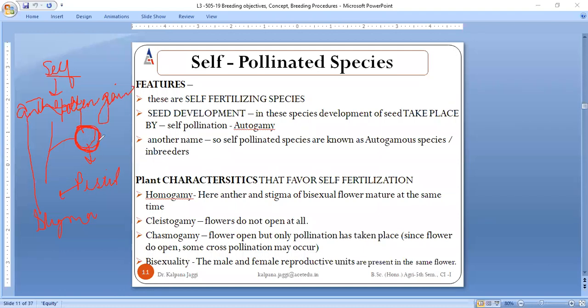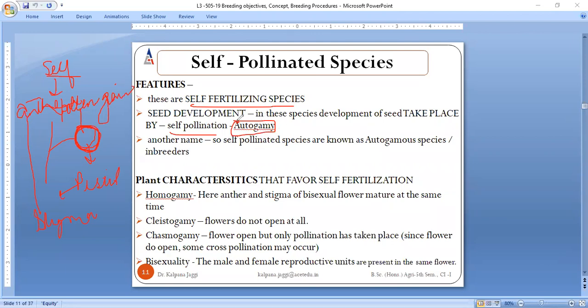That means now fertilization is taking place within the flower, right? When pollination is taking place within the flower, we call it a self-fertilizing species. That means here development is taking place by self-pollination. How is seed being developed here? Self-pollination is taking place. That means pollen grains of the same flower are being deposited onto the stigma of the same flower. Because self-pollination is taking place here, the seed development is a result of self-pollination, and we also call this process autogamy.